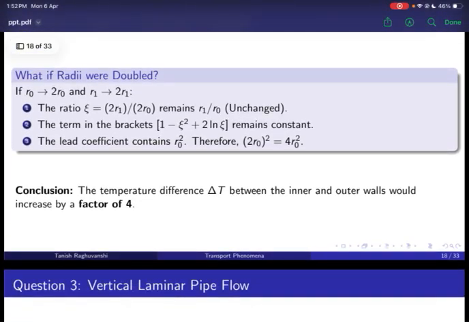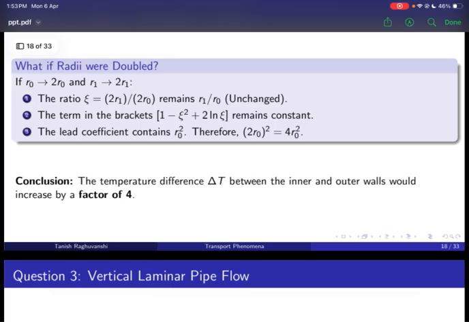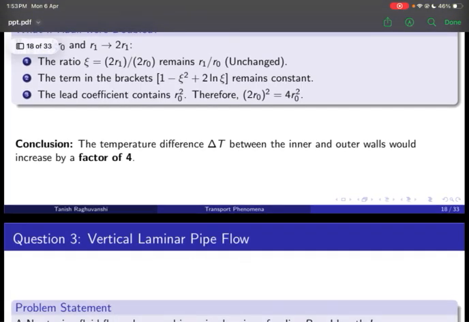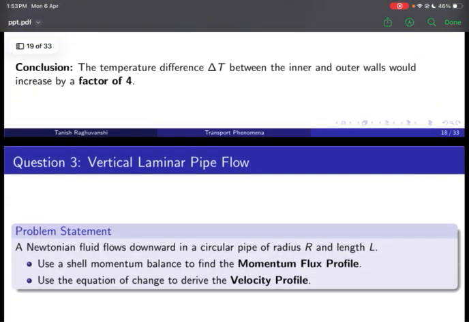The ratio, which is the epsilon I was talking about earlier, is one of the dimensionless numbers that we can use. So that remains unchanged. The term in the brackets remains constant. The lead coefficient contains R naught square, however, which turns out to be 4 R naught square when we double it. So the temperature difference del T between the inner and outer walls would increase by a factor of 4. So that is our answer for this one.